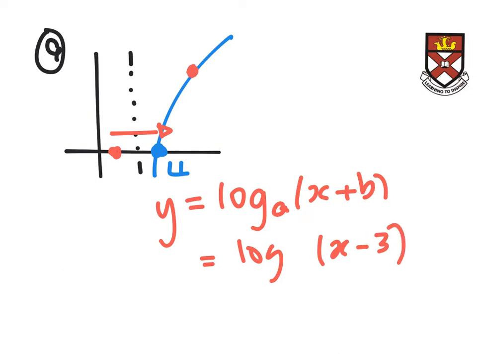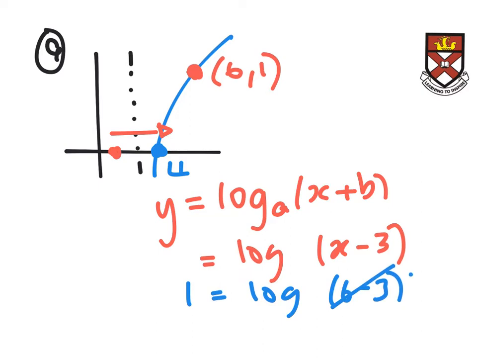Now we know also in the picture that this point here is (6, 1). So if I was to put 1 in for y, and I was to put 6 in for x, 6 take away 3 is 3. The only way that that can equal 1 is if this bottom number here matches this number. So that means the little number down the bottom here is 3. So the answer to the question is A is equal to 3 and B is equal to 3 in this case. Sorry, B is equal to negative 3, my mistake.